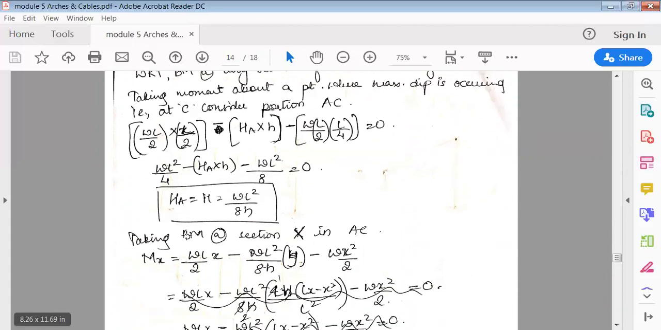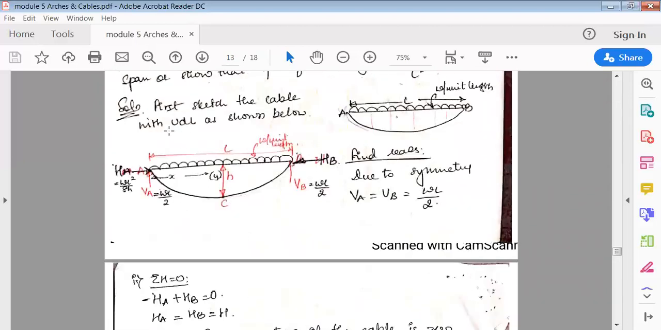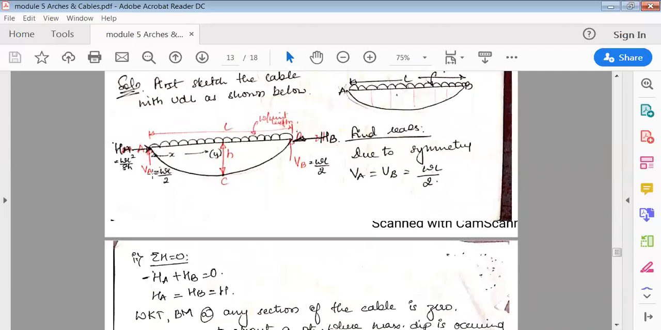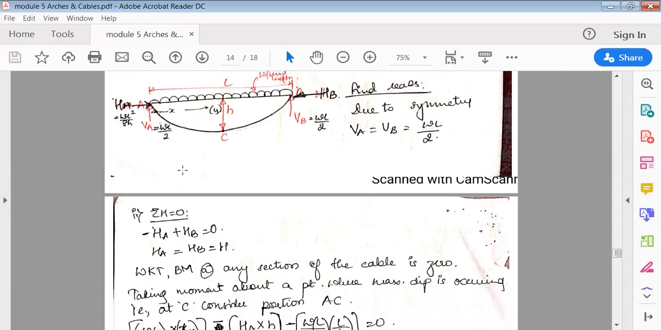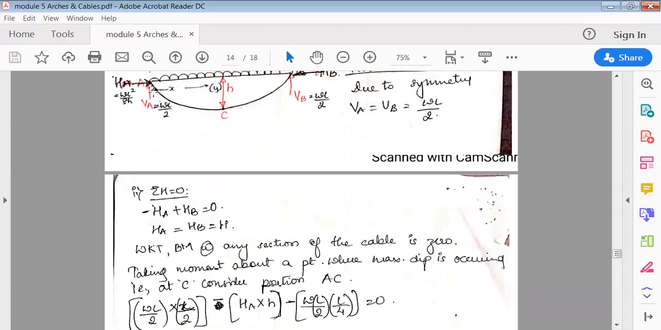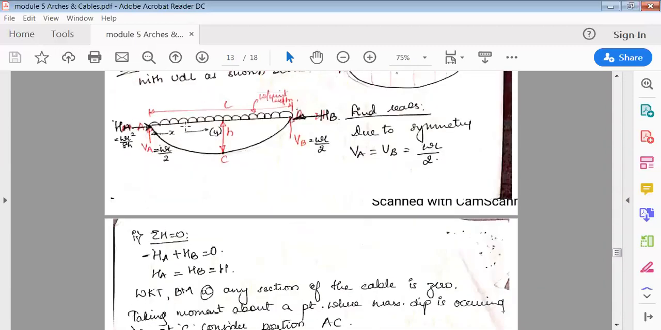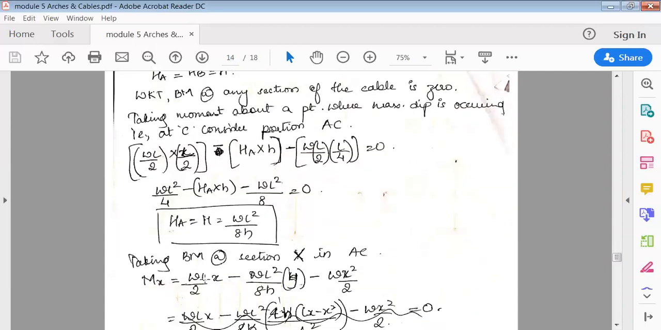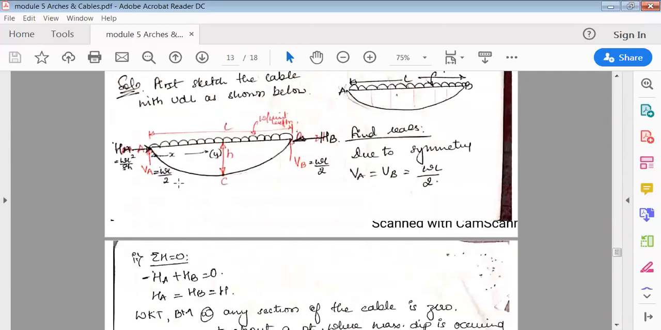Now let us take the bending moment at the section X. So bending moment at any section here. Now I got HA also, I got V also. I'll consider the bending moment at this section X. So now the bending moment would be VA into X, then minus HA into X, then W into X into X by 2, right? So bending moment at this section is VA, WL by 2 into X, so it is going clockwise.